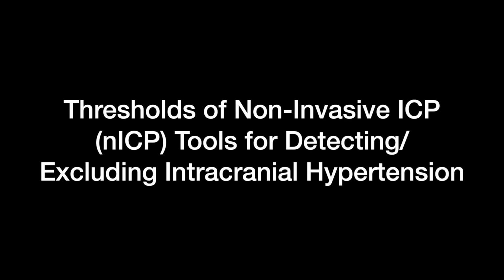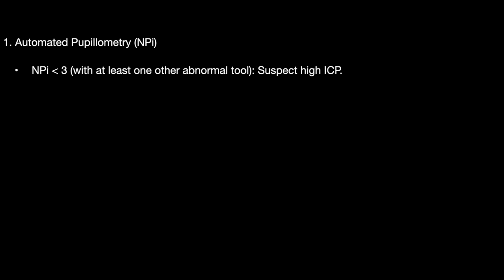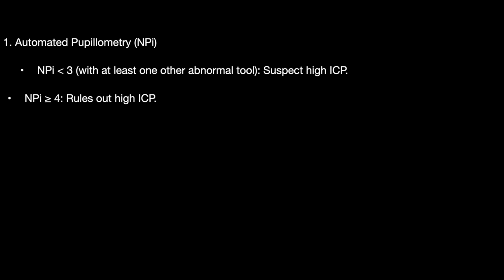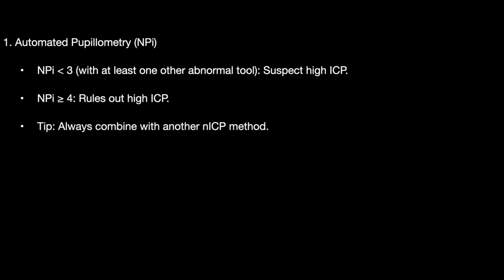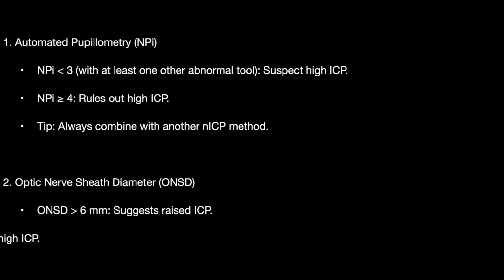So, what are the thresholds of non-invasive tools for detecting and excluding intracranial hypertension? For automated pupillometry, you measure the NPI. If it is less than 3, then suspect high ICP. If it is more than 4, it rules out high ICP. Always combine it with another ICP measure before making a final commitment. For optic nerve sheath diameter, more than 6 means raised ICP, less than 6 means raised ICP is unlikely.